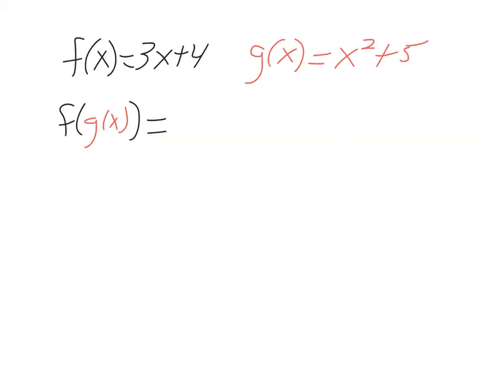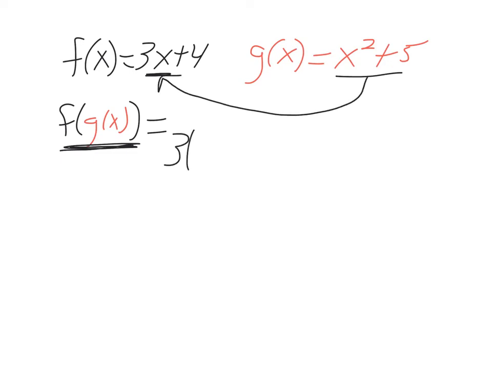A couple more examples. So I've got two new functions here. f of x equals 3x plus 4 and g of x equals x squared plus 5. So this equation right here is telling me to take your g function, because it's inside the parentheses, and put it into your f function. So wherever I see an x in my f right there, I'm going to slide that out and slide this whole thing right inside there.